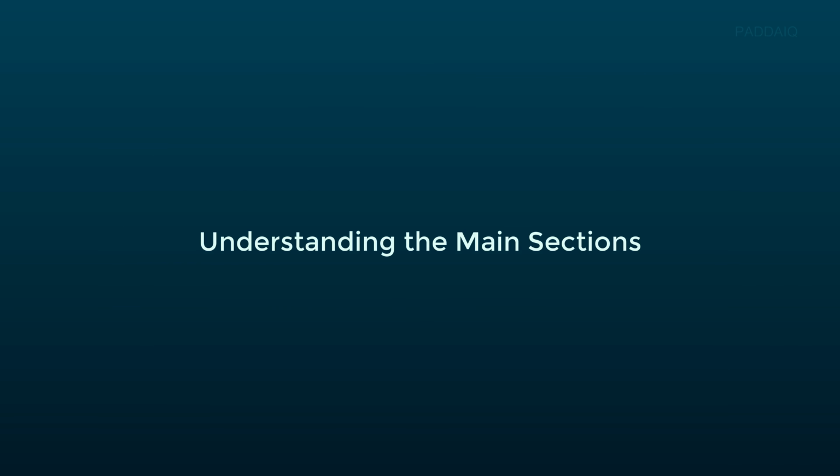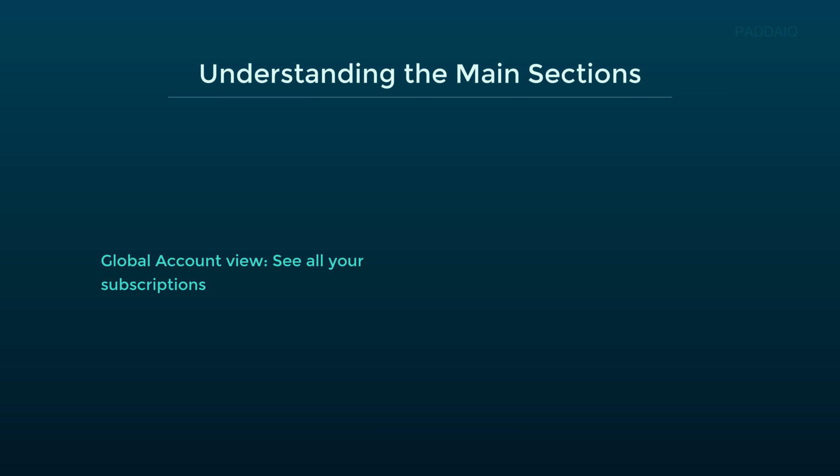Understanding the main sections. Global Account View. See all your subscriptions. This is your central dashboard where you can manage every service you have signed up for across different regions. For example, if your company uses SAP Analytics Cloud in Europe and SAP HANA in the US, you see them both listed here. This gives you complete oversight of your entire landscape in one place.